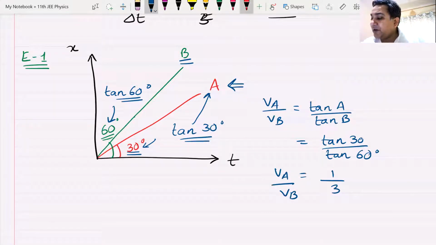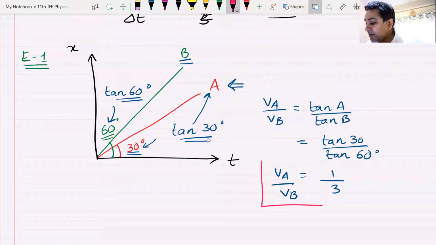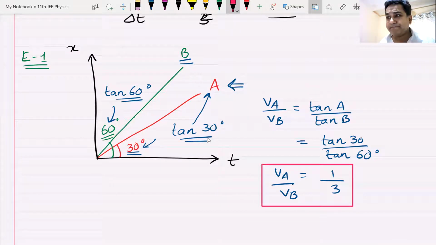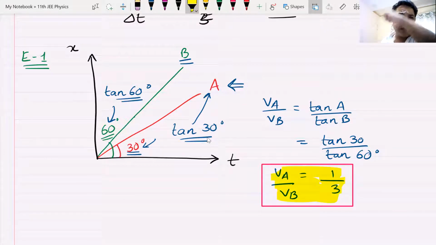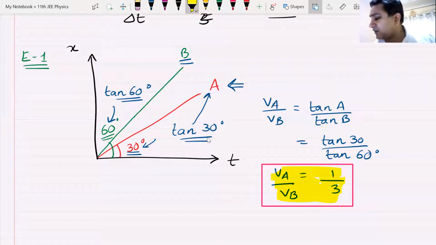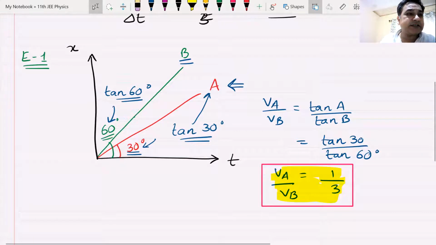Am I clear with everyone? Do we understand this, everyone? Can I have some show of strength? Raise your hands with a show of strength that we have understood this question, how we have done this. We have found out the ratio of velocities from nothing but a graph. We had the inclination, we had the angle, tan of one angle divided by tan of the other angle, and we had our answers with us.